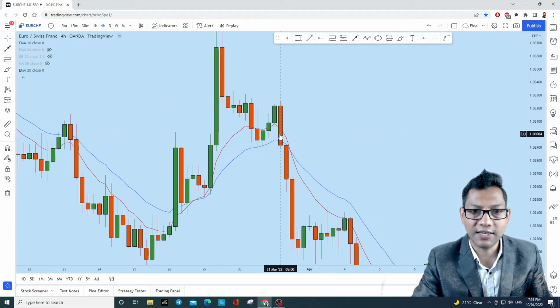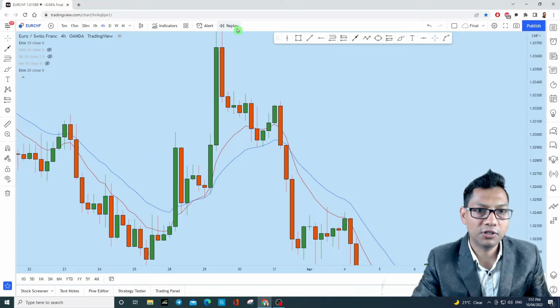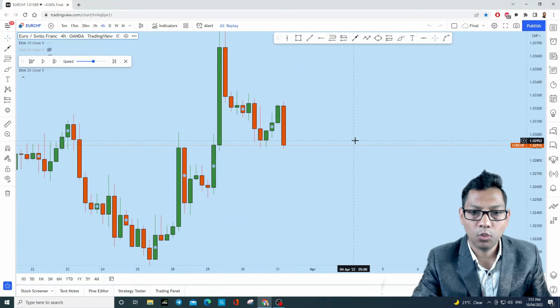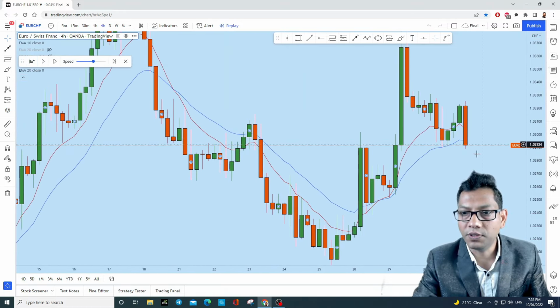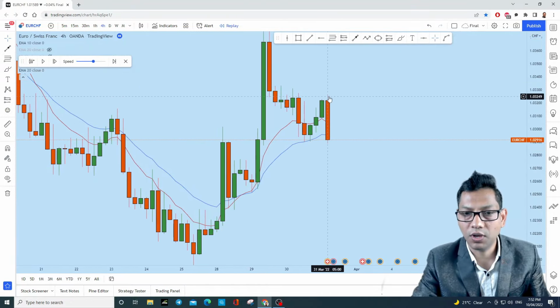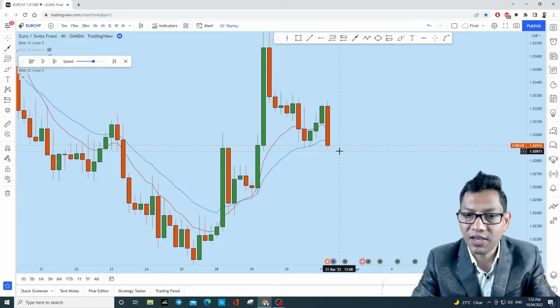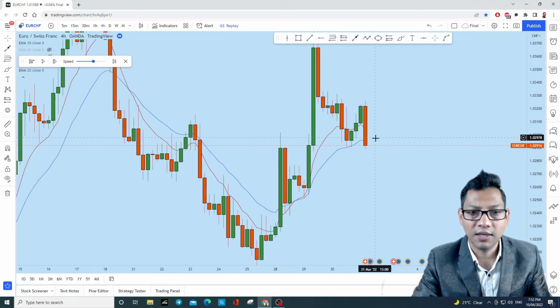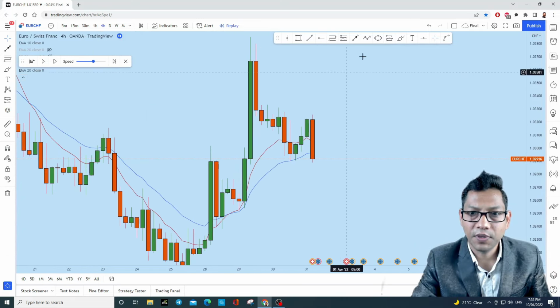Look at this candlestick here. Let me replay this chart so you understand. Let's say when this candle is formed, you are watching this chart. Okay, so what is the significance in this candle? The same thing, look at here.